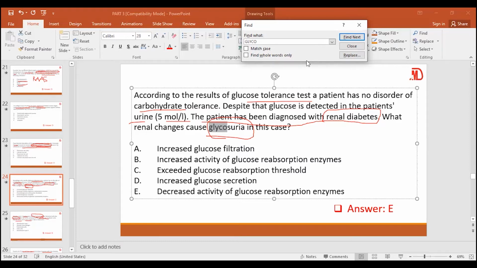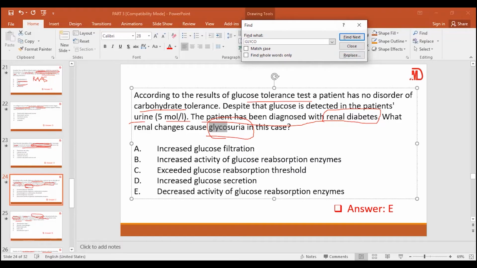Ahmed, do you get it now? It makes sense now, right? So the glucose is not reabsorbed, so we call it renal diabetes. Just like in blood, when your glucose is not reabsorbed into the tissues, we call it diabetes. If the sentence "the patient has renal diabetes" is not written, and the question is only what renal changes cause glycosuria, we can't choose increased glucose filtration. Thank you. It makes sense, right? Good.